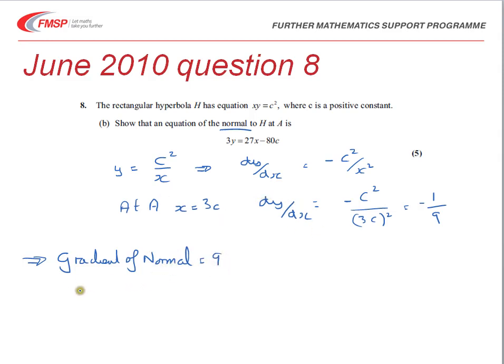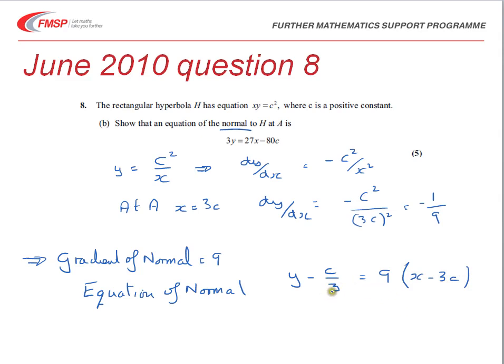And therefore the equation of the normal is given by our standard equation, which is y minus y1, and y1 we'd calculated to be c over 3, that was the y value, is equal to 9 multiplied by x minus 3c, so x minus x1.